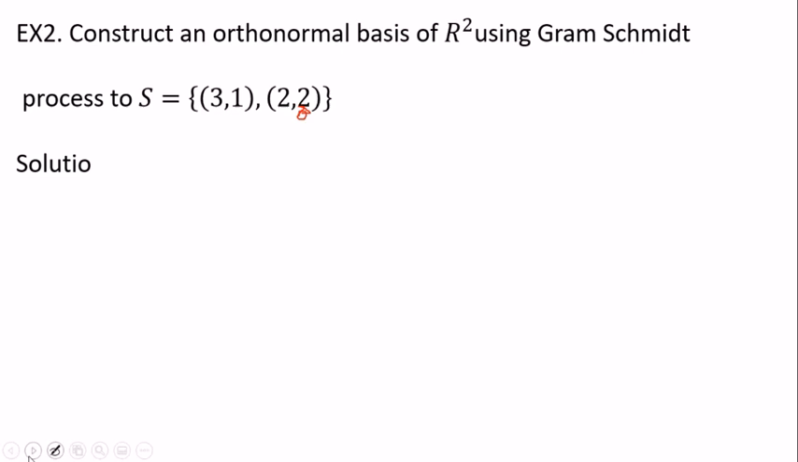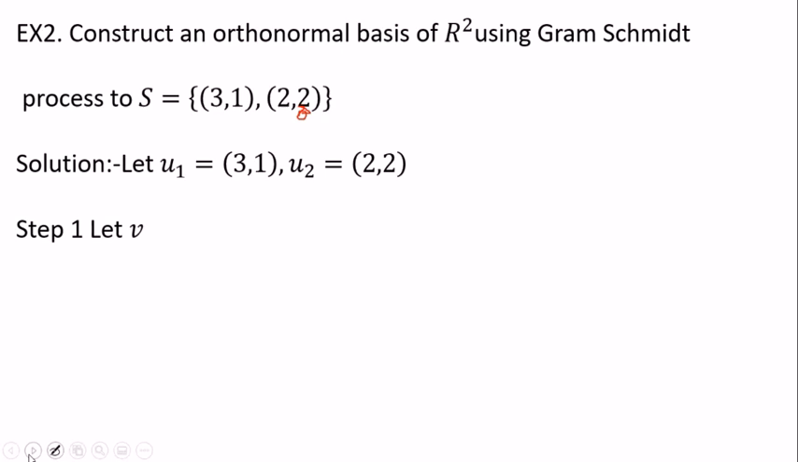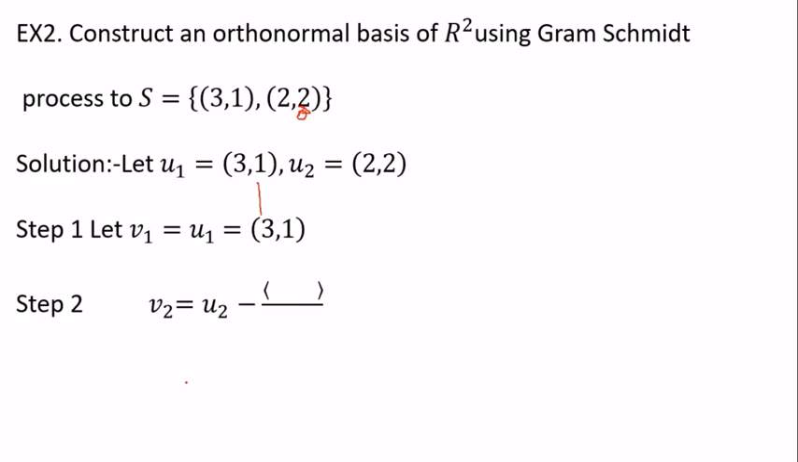So what is the solution here? The method is same. First take the first element as u1, so u1 is (3, 1), and u2 is (2, 2). Now once this is complete, we have written only u1 and u2. Now step 1: let v1 be equal to u1, which is (3, 1). Now step number 2: we know the formula, v2 is equal to u2 minus the inner product of u2 with v1 divided by norm of v1 square, times v1. Now put the value of u2 and the value of v1 in this formula, and therefore we will get the next step.